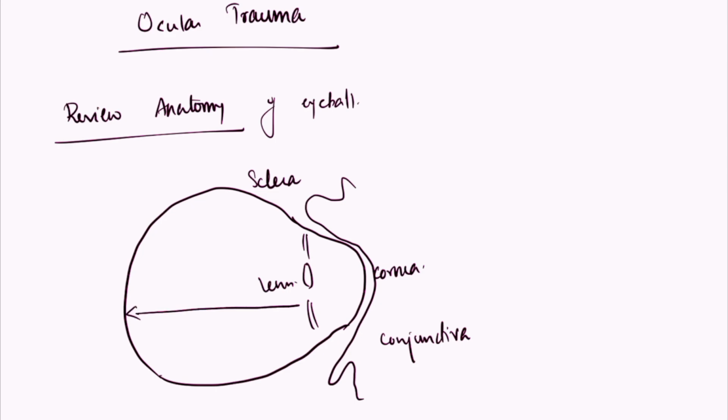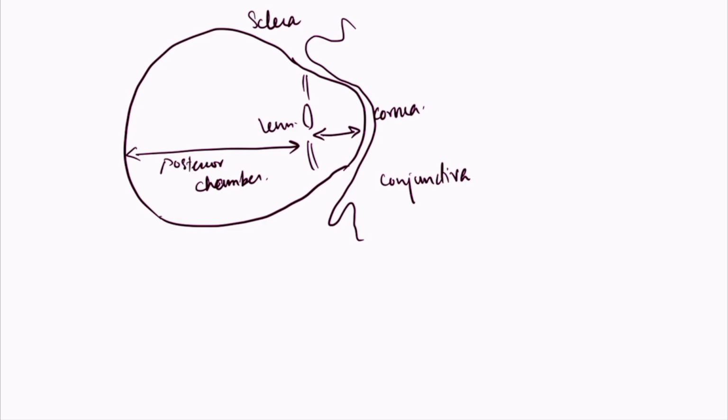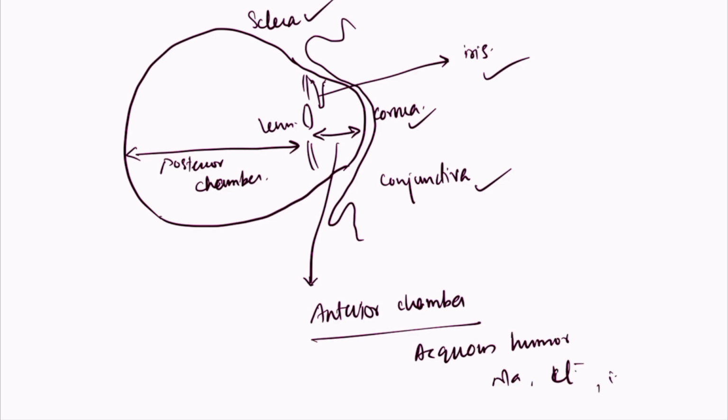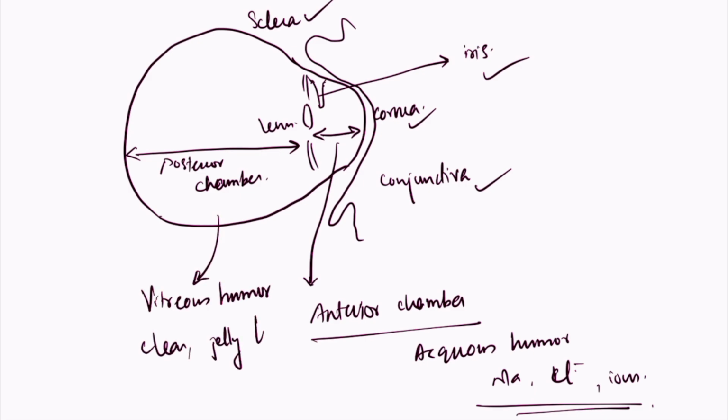And you have the lens over here, and the lens divides the eyeball into the posterior chamber and the anterior chamber. And you have the iris over here, which is part of the choroid. Cornea, conjunctiva, sclera, and iris are there in the anterior segment. The anterior chamber consists of aqueous humor, which contains sodium chloride and other ions. The posterior chamber is filled with the vitreous humor, which is a clear jelly-like substance.